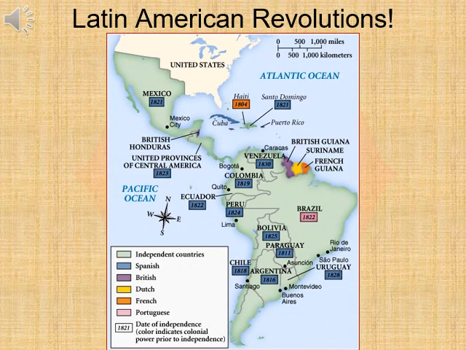This map shows the dates and the locations of the individual revolutions of Latin American countries, beginning with Haiti in 1804, shown here next to Cuba, and going all the way to Uruguay in 1828. You can see the near dozen individual Latin American countries that fought and gained their independence from the colonial power in this 25-year period.